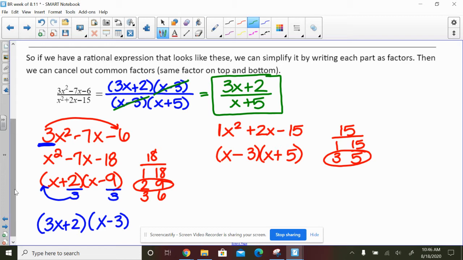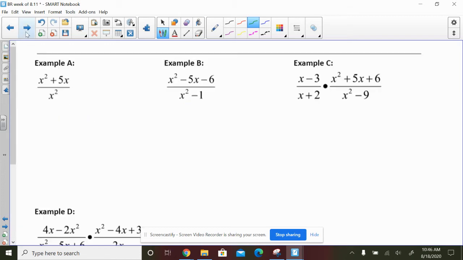Okay, so let's take a look at a few other ones. All right, so if we look at example A, if I want to factor the top, so I have x squared plus 5x. Okay, this is just a GCF, so you can factor out an x from both of these. You cannot factor out a number because all you have is a 1 and a 5. So if I factor out an x, x squared divided by x is x, and then 5x divided by x is just 5. Okay, so that is the top.